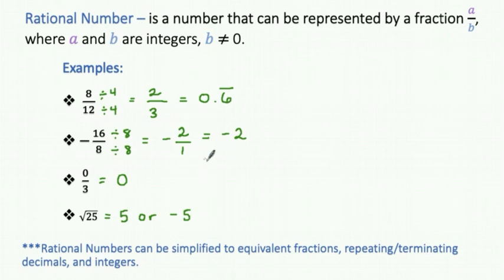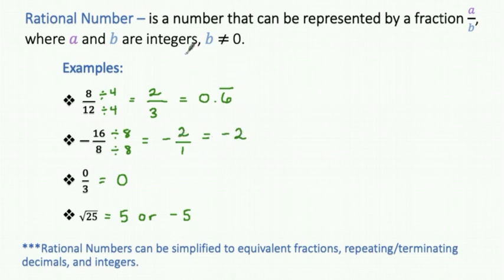Okay? So we're going to go back and look at the numbers we've simplified. So we know that a fraction is rational. So 2 over 3 would be rational. And we could convert it, not simplify it, to a decimal, which would be 0.6 repeating. And we know that a repeating decimal is also rational. Here we have negative 2 over 1, which is a fraction, and we simplify that to negative 2.